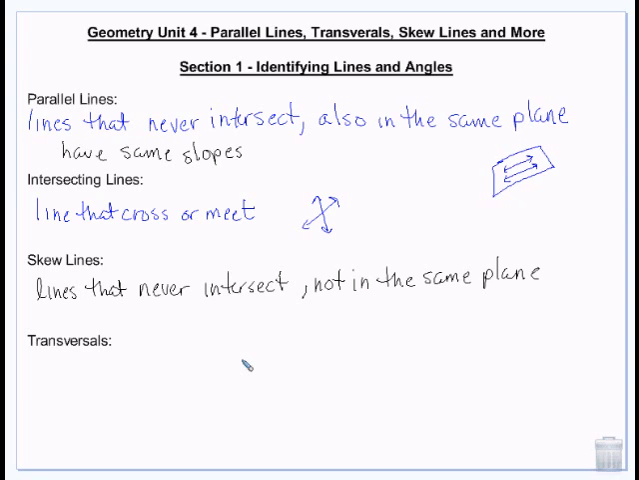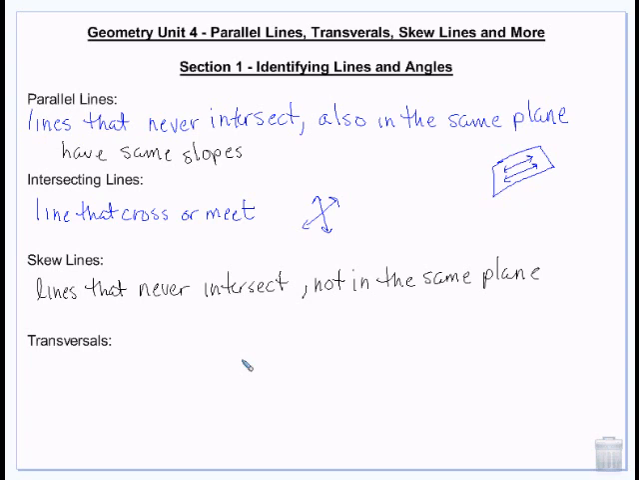Skew lines, and unfortunately this won't show up on the video, they don't intersect, but they don't run along the same direction. They're not running along the same path. So I can have this pin over here and I have this one over here, and if they went on forever, they would never intersect, but they're not parallel. Does that make sense? Because they're going in different directions. They're not running alongside of each other.